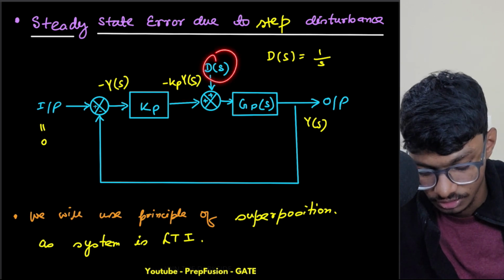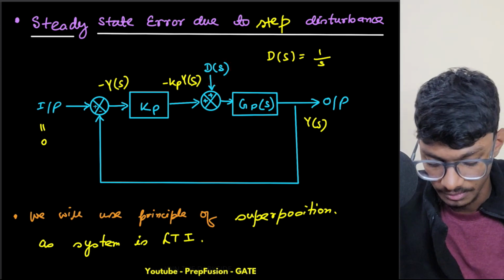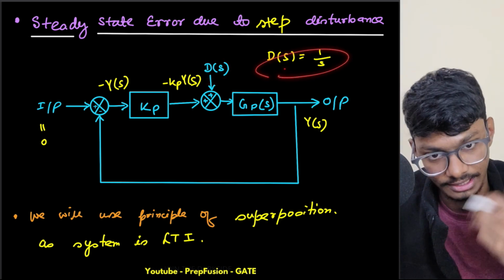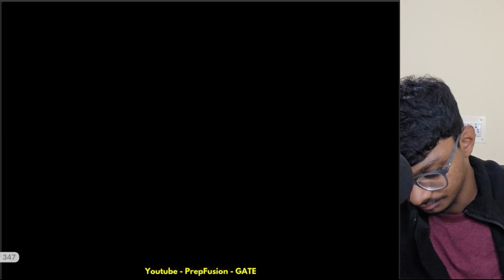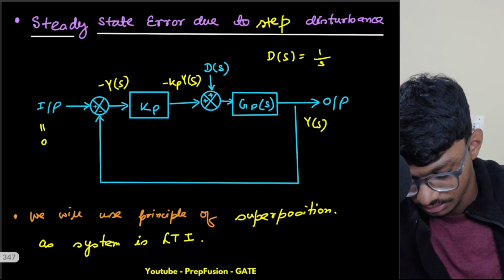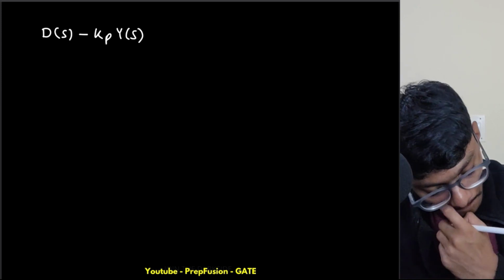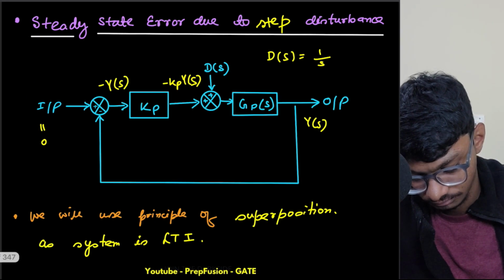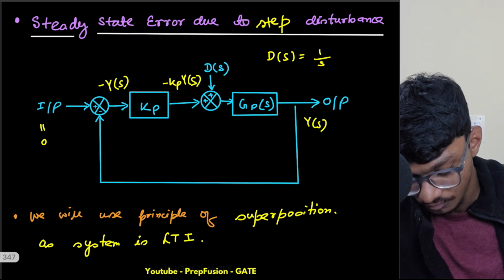And this is D(s), which is 1 plus s. So we can just for now keep D(s) as it is, but at a later stage we'll put D(s) equals 1 over s. So this will be D(s) minus Kp Y(s). Okay, so this is equal to my what?